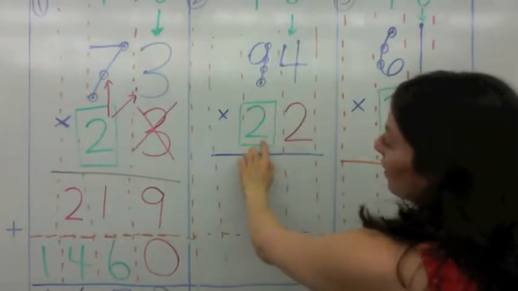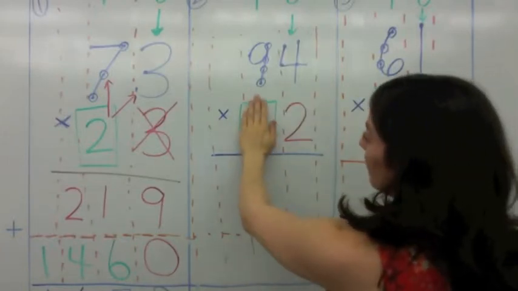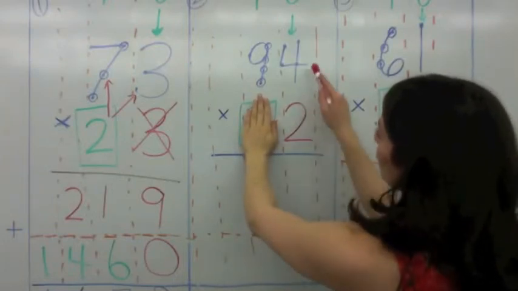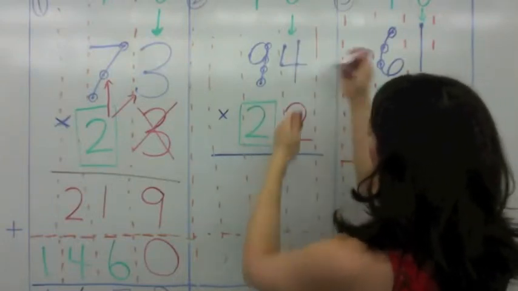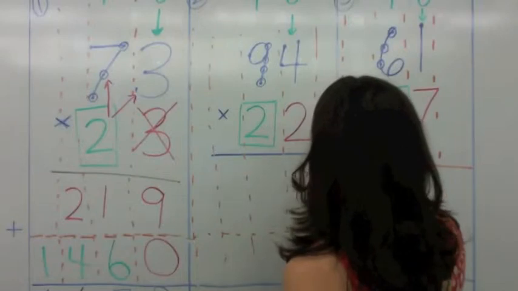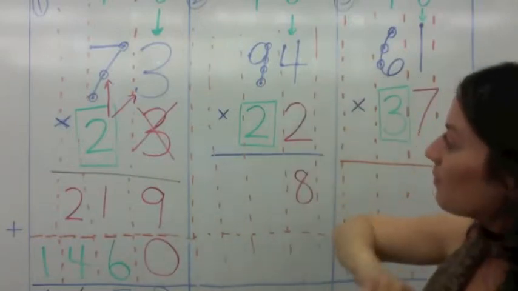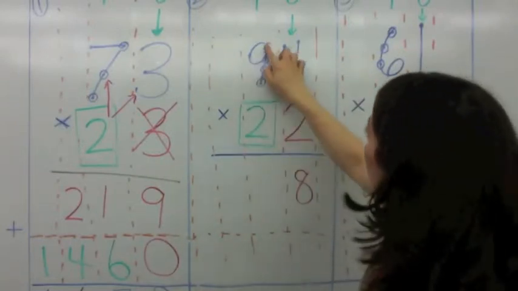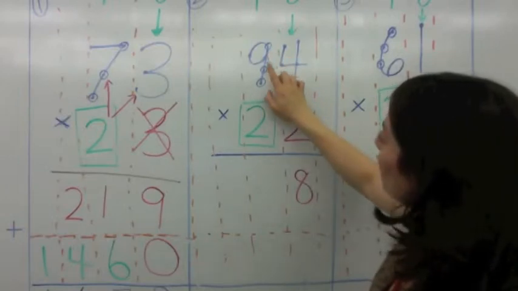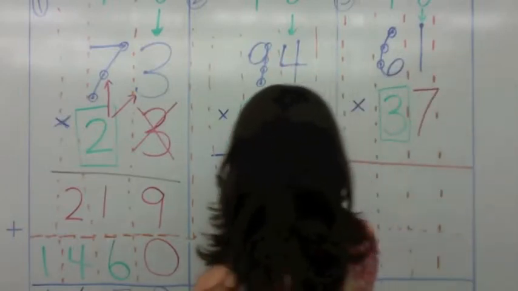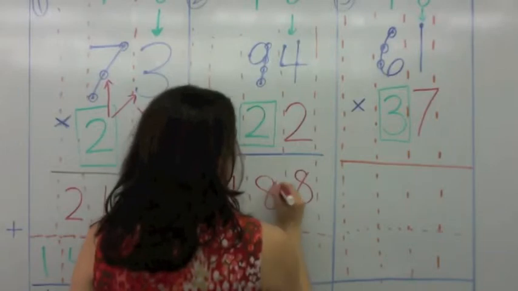Okay, the number that's in the box, or the gray number, is going to be kind of covered up at this time. So we're going to do 2 times 4, which is 2, 4, 6, 8. So you're going to put an 8 right here. And then 2 times 9, let's skip count by 2. 2, 4, 6, 8, 10, 12, 14, 16, 18. All right, great.